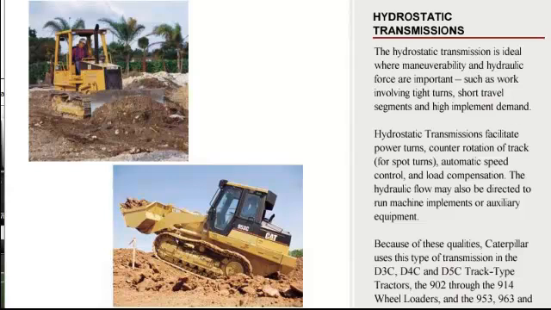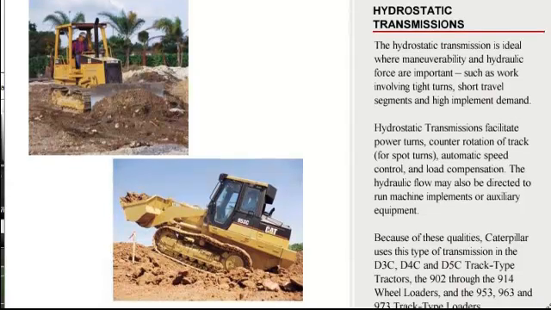Hydrostatic transmissions facilitate power turns, counter-rotation of track for spot turns, automatic speed control, and load compensation. The hydraulic flow may also be directed to run machine implements or auxiliary equipment. Because of these qualities, Caterpillar uses this type of transmission in the D3C, D4C, and D5C track-type tractors, the 902 through the 914 wheel loaders, and the 953, 963, and 973 track-type loaders.